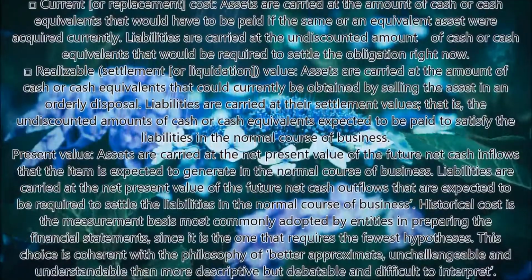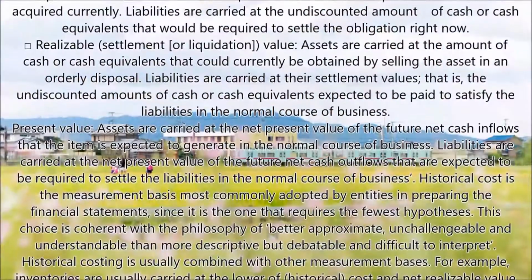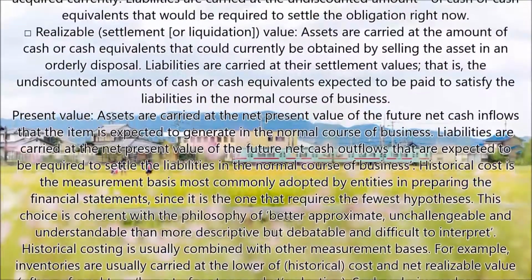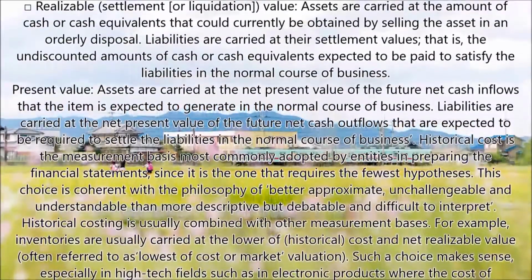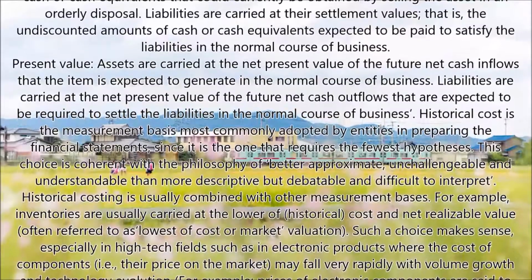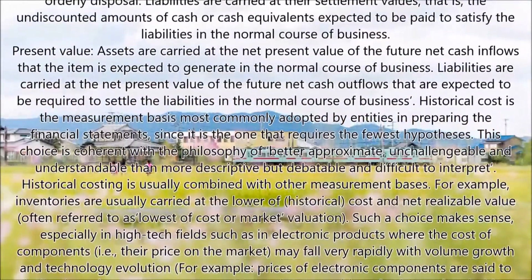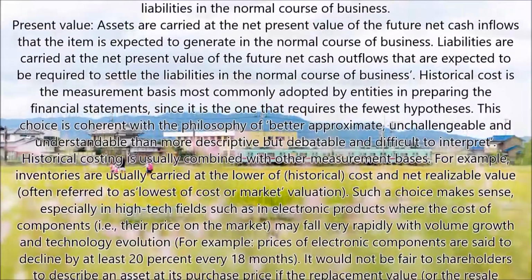Assets are carried at the amount of cash or cash equivalents that could currently be obtained by selling the asset in an orderly disposal. Liabilities are carried at their settlement values, that is, the undiscounted amounts of cash or cash equivalents expected to be paid to satisfy the liabilities in the normal course of business. Present value. Assets are carried at the net present value of the future net cash inflows that the item is expected to generate in the normal course of business. Liabilities are carried at the net present value of the future net cash outflows that are expected to be required to settle the liabilities in the normal course of business.